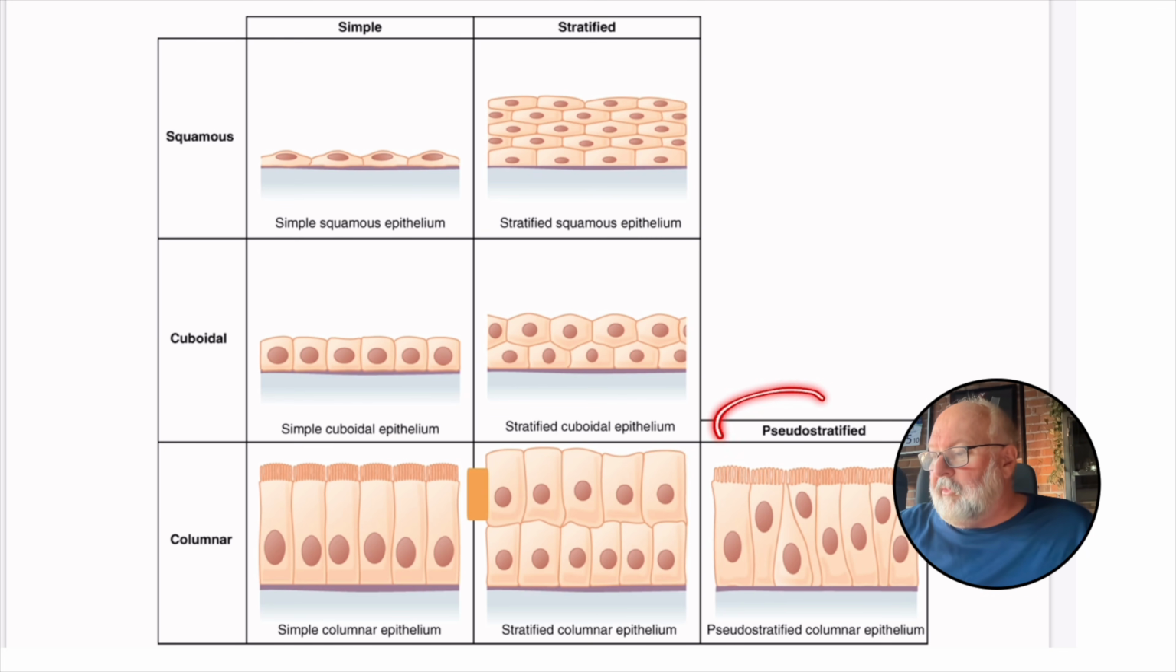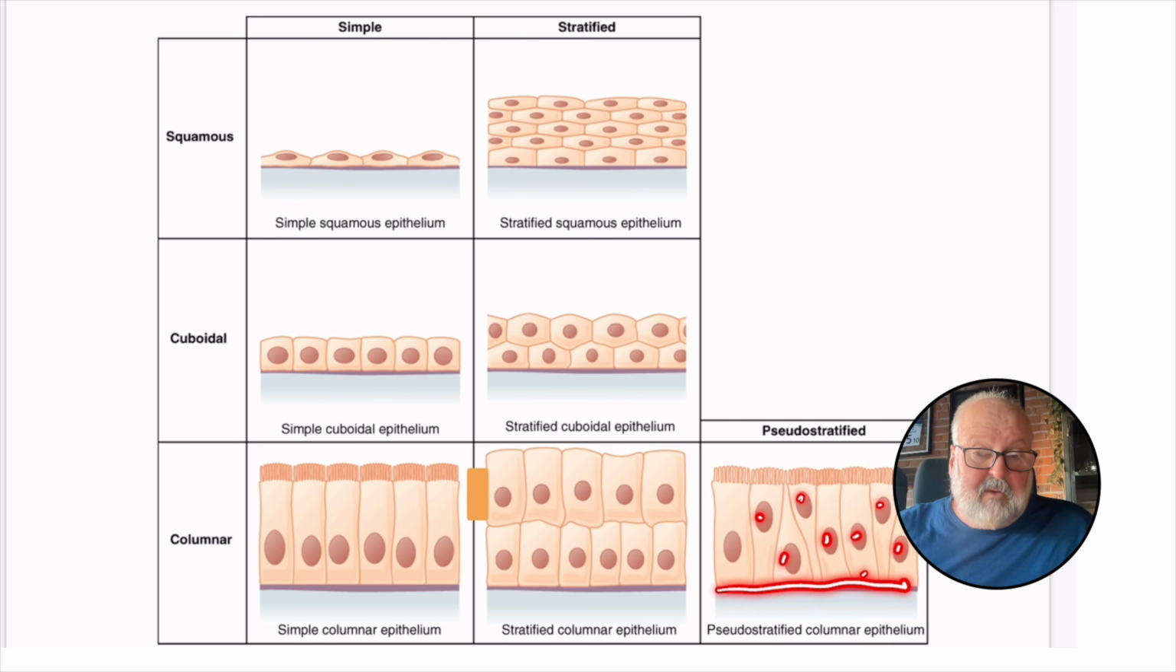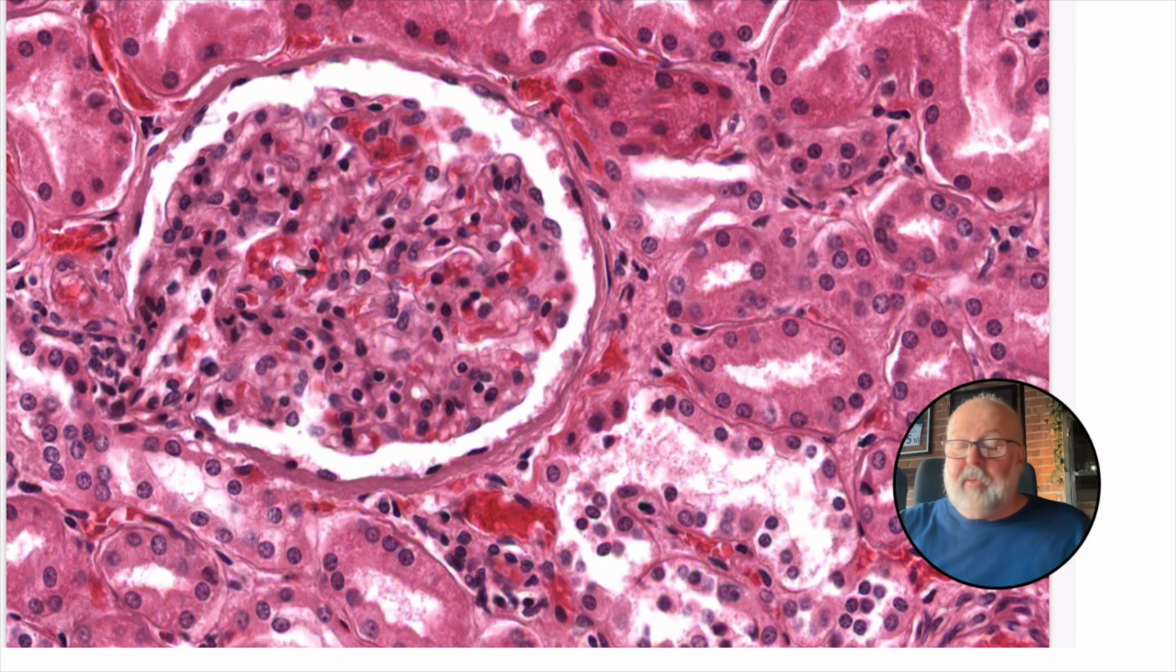Now, what is it about pseudostratified? In pseudostratified, all the cells are touching the basement membrane. Yeah, the nuclei may be at different heights, but they're all touching the basement membrane. So it is pseudostratified. Now that we've done that, let's practice. This is really important that we get our eyes used to looking at this.